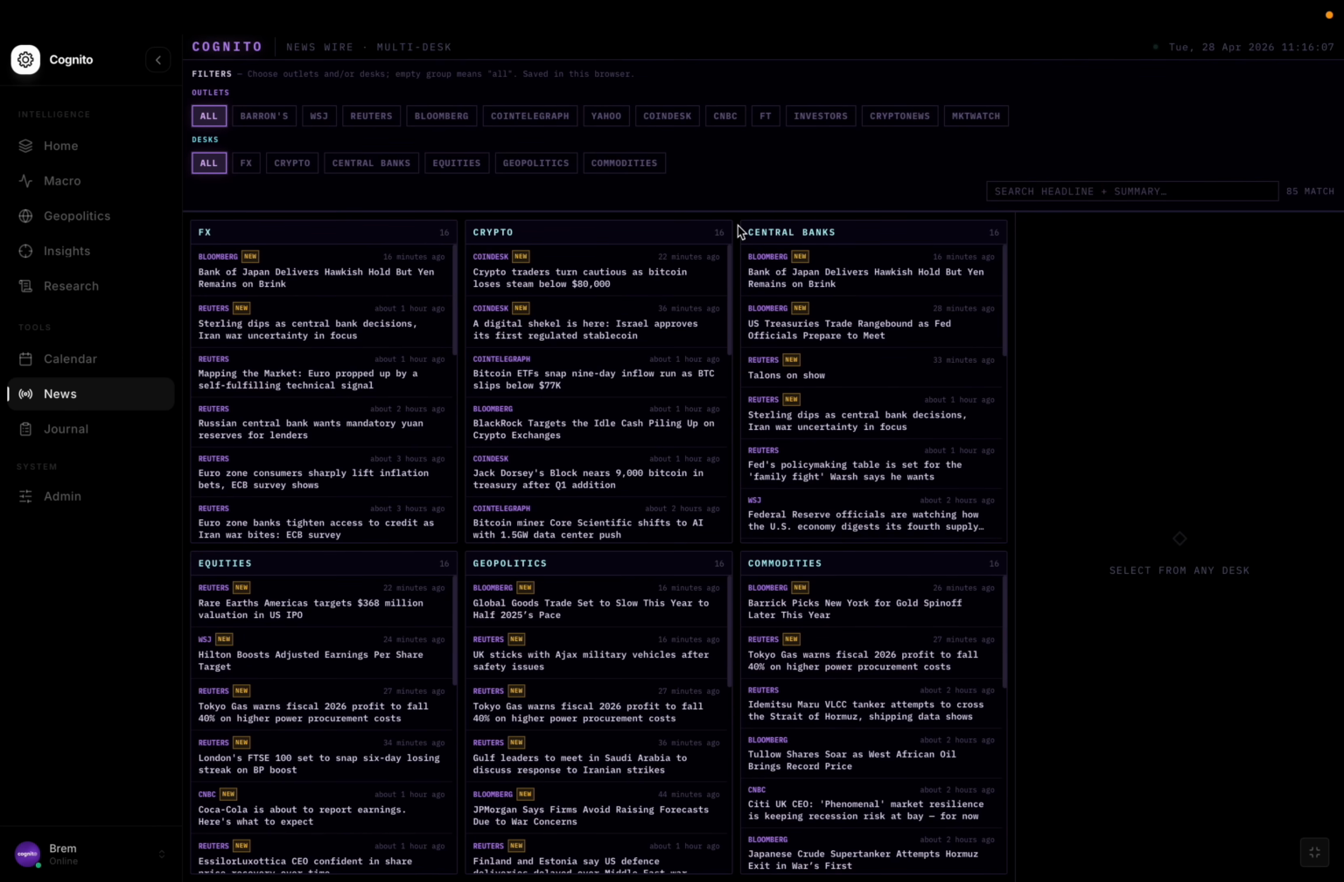The news page shows you all live articles related to their specific sectors. So for instance, you can look at key news for geopolitics, crypto, central banks, commodities, FX, and equities. This is extremely useful for traders to blur out the noise and only focus on the specific sectors they care about.